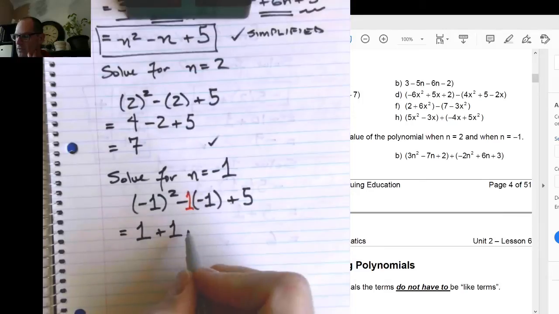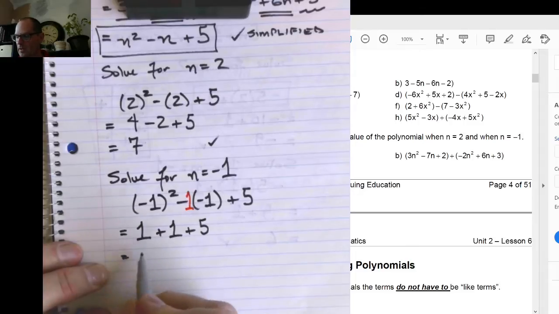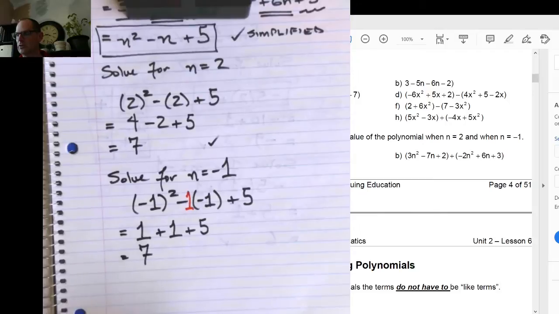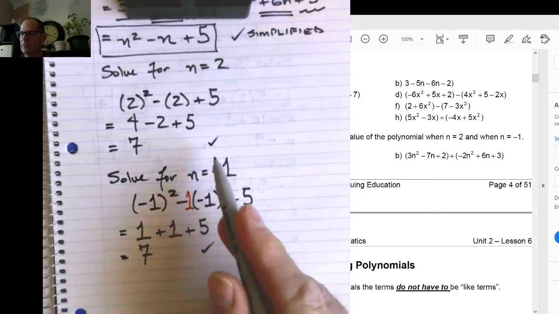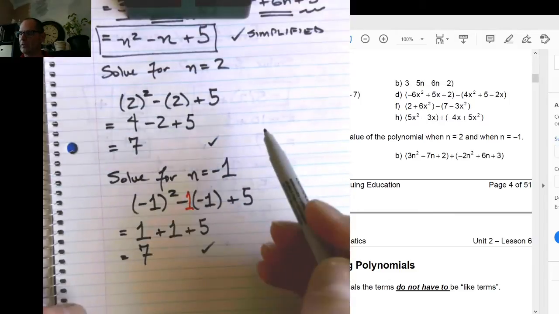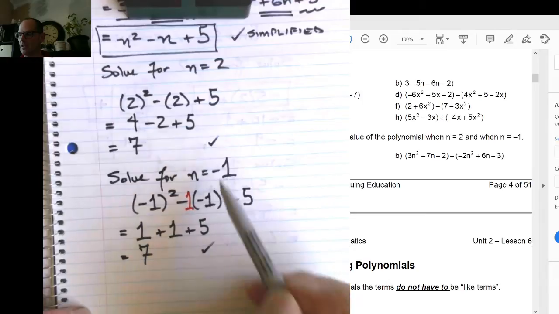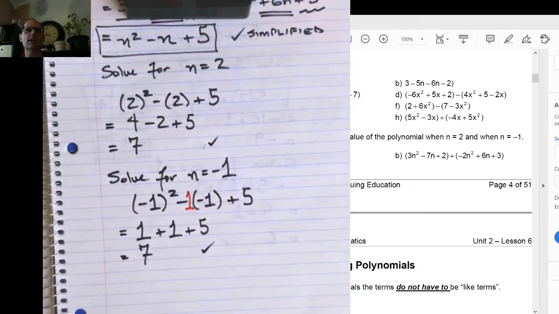And then the 5, there's nothing else going on at the end over there, so the 5 just comes down. And then I have 1 plus 1 is 2, plus 5. Final answer there: would you look at that? 7 as well. Interesting how one expression, even though I'm plugging in two very different values for n, ends up giving me the exact same value out.